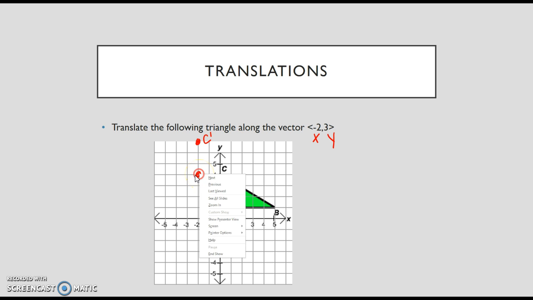There's my attempt at a dot and A prime. And 1, 2, 1, 2, 3. There's B prime. All right, a translation is an isometry, so when I'm done, my pre-image and my image should be congruent, just in a different spot on the plane, which in this case they are.